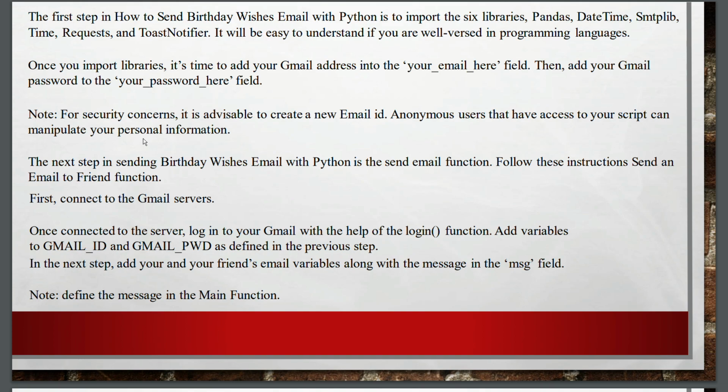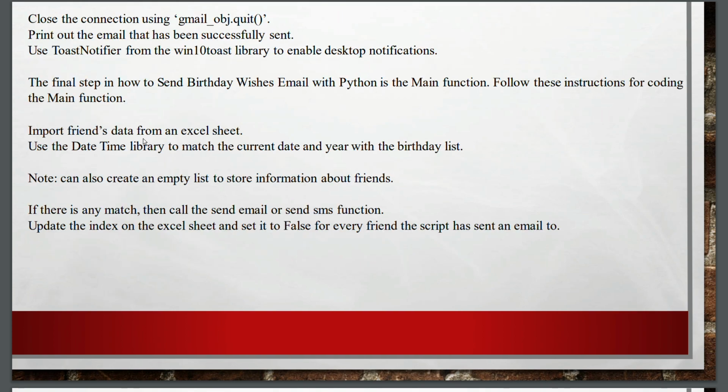Follow these instructions for the send email function. First, connect to the Gmail servers. Once connected to the server, log into your Gmail with the help of the login function, and then add variables for Gmail ID and Gmail password as defined in the previous step. In the next step, you add your and your friends' email variables along with the message in the message field. Note, define the message in the main function, okay? And then you have to close the connection using the Gmail object's quit function. Then print out that the email has been successfully sent. Use the toast notifier from the win10toast library to enable desktop notifications.